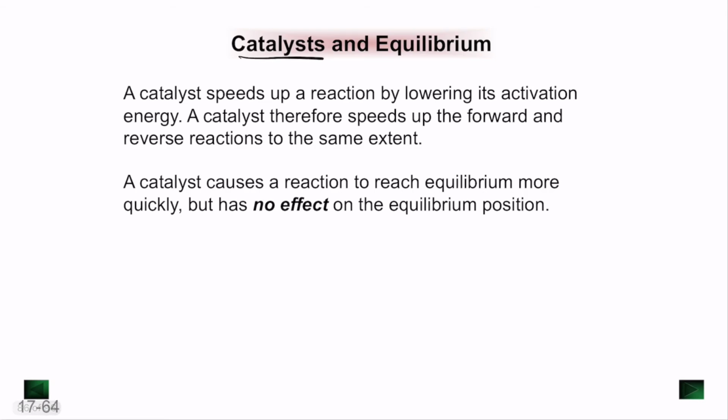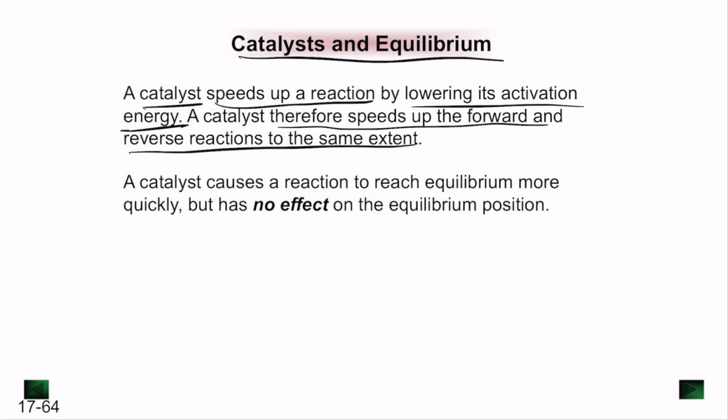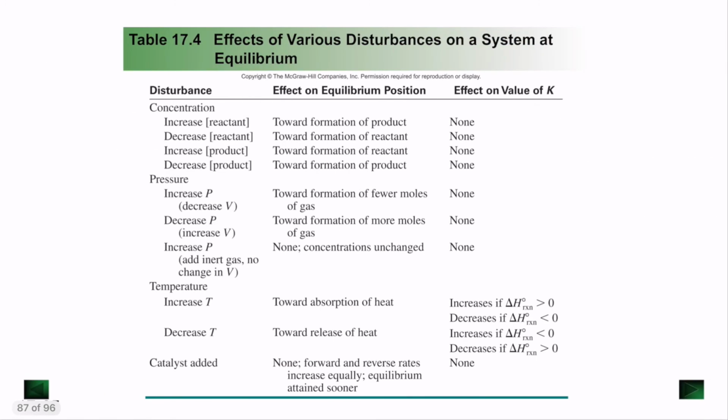Next, the last one is catalyst. Catalysts only change the chemical kinetics, which means they generally speed up the reaction by lowering its activation energy. A catalyst therefore speeds up the forward and reverse reactions to the same extent. A catalyst causes a reaction to reach equilibrium more quickly, but generally does not have any effect on the equilibrium position. So either adding or removing the catalyst does not change the equilibrium position.